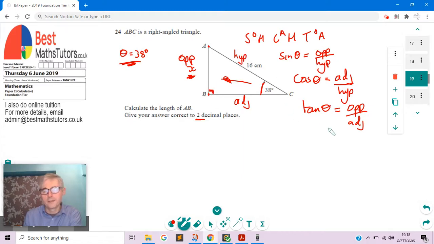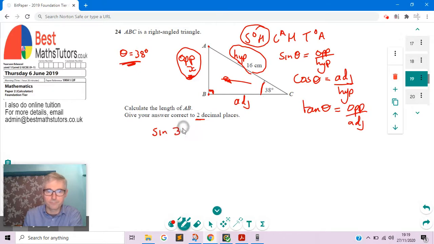So if we look at what information we've got, we need to include the length we're looking for, and we need to include the information that we've got. So we've got the opposite and the hypotenuse, and so that one is sine. So we can set up our equation. We can say sine of the angle, so sine 38, is equal to the opposite, which is x, what we're looking for, over the hypotenuse, which is 16. And this gives us an equation we can use.